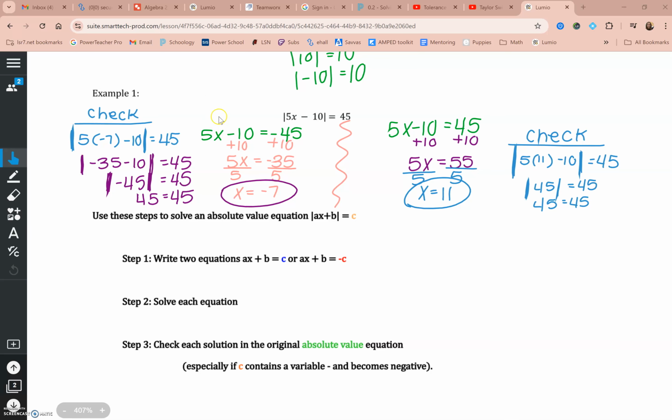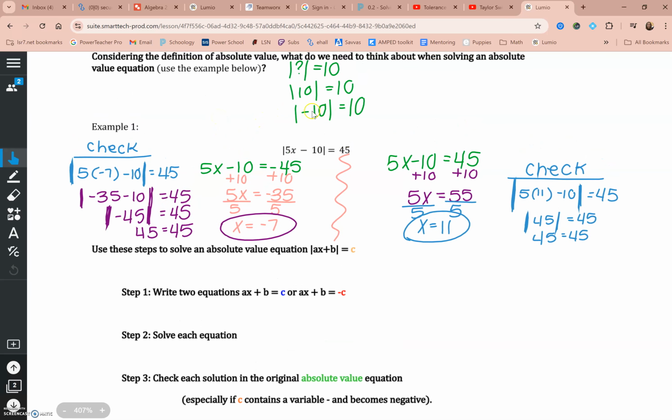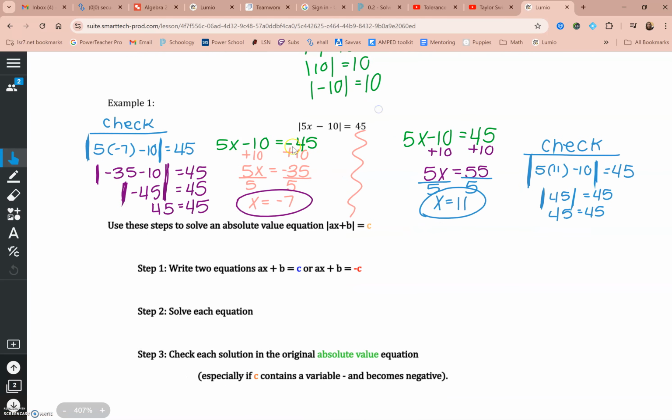The other thing we have to do is, since the inside can be negative and still be fine because we take the absolute value of it, we take the inside, keep it exactly the same, but set it equal to the negative version. So 5x minus 10 equals negative 45. We solved, we checked our answer.